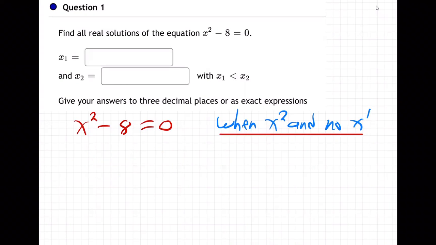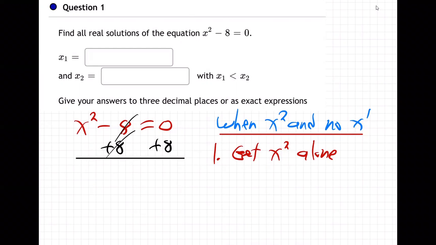Well, it's way easier. Step one, just get the x squared alone. So I'm going to add the 8 to both sides. This is going to be an easier method. So then we'll get x squared is 8 like that. So just get that x squared alone. And then step 2, you're going to put a root and a plus or minus root over the two sides.